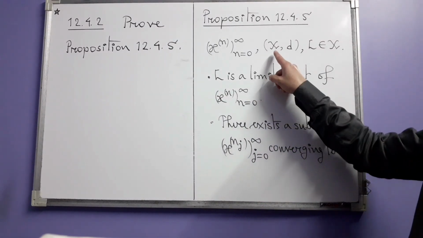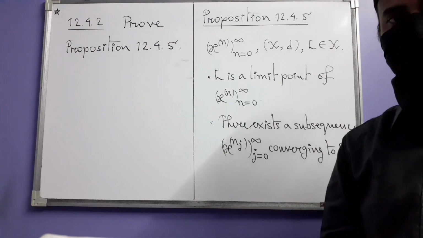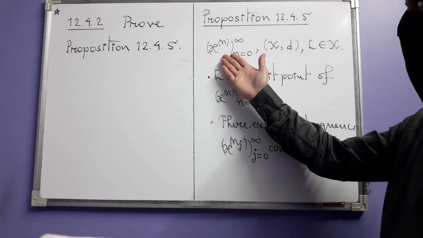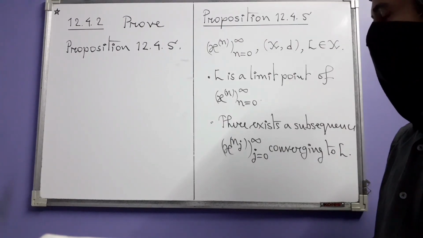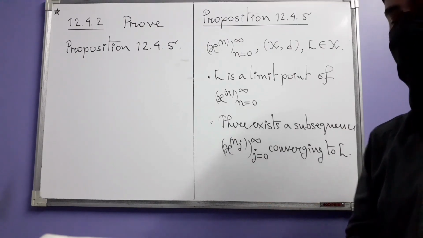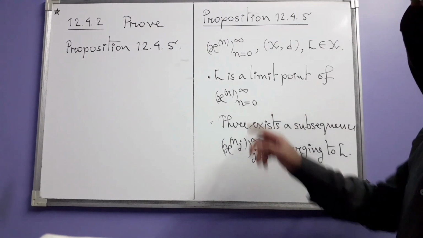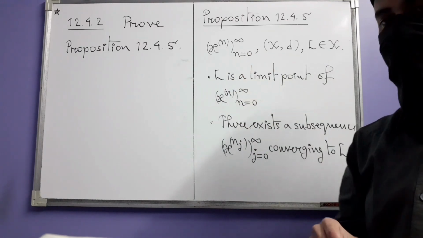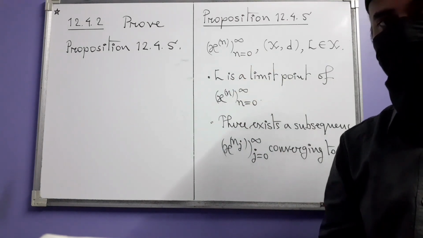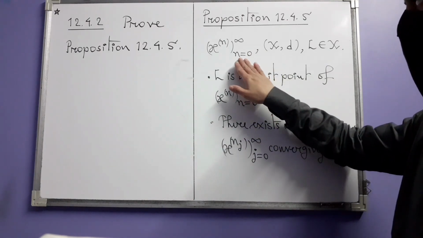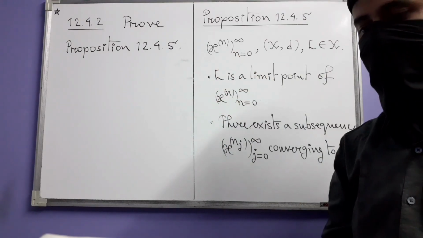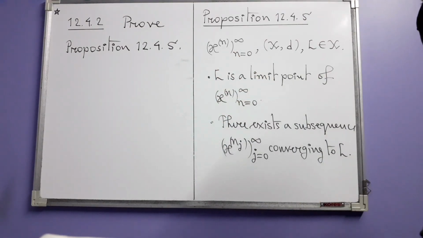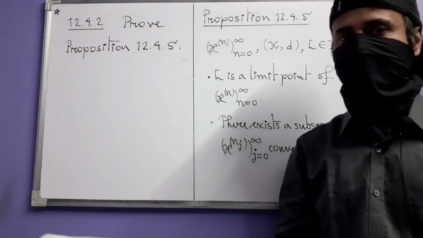So in the statement, we had a metric space (X, d), a sequence x_n, and a point L in X. If you see the actual statement of the proposition, you will see that n starts from m, where m is some integer. I have, however, written 0 here. So that means my index starts from 0 instead of that m. Can I do that? Yes, I can do that.